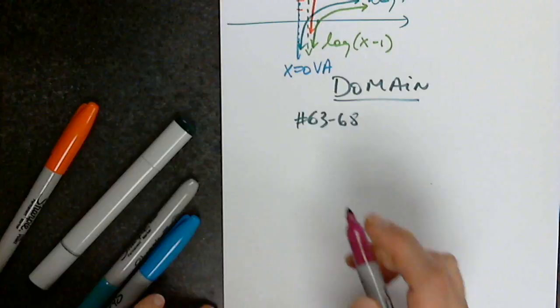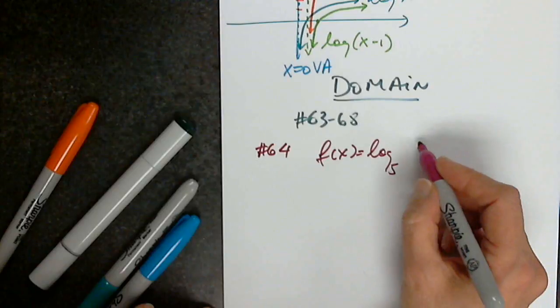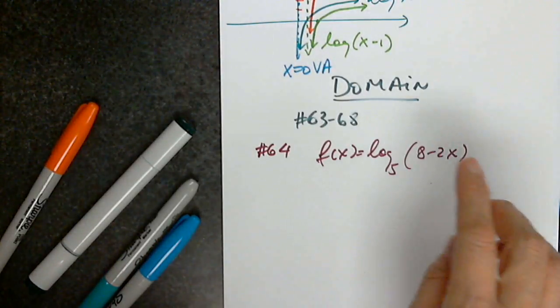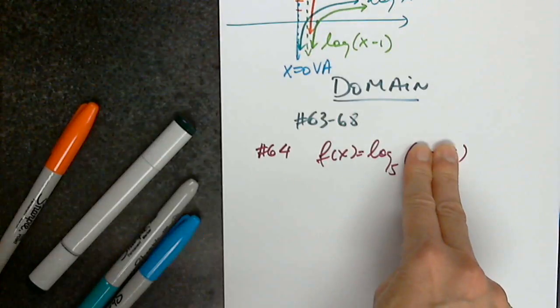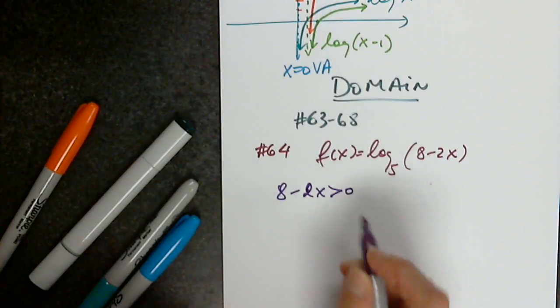Okay, let's start with 64. F of x equals log base 5 of 8 minus 2x. In this question, we are only asked to find the domain, nothing else. What do I have to write in order to find the domain for this function? Log does not exist if this is not what? Greater than 0. 8 minus 2x greater than 0.